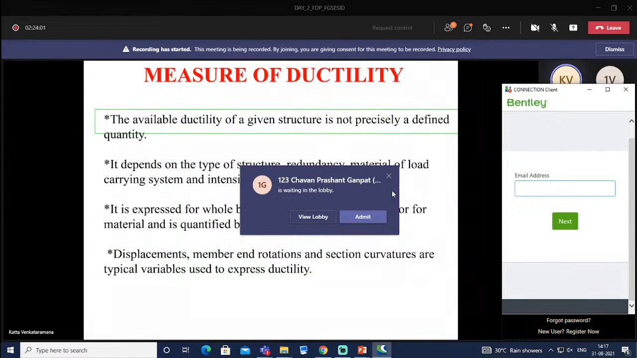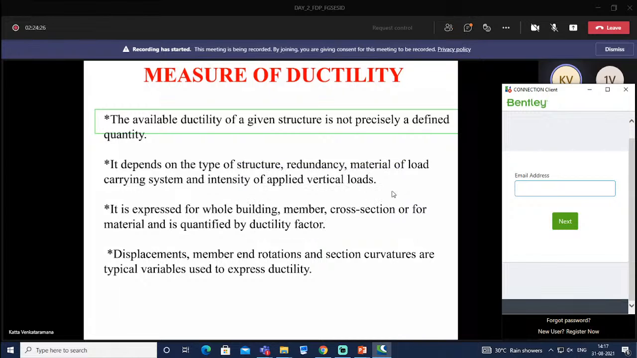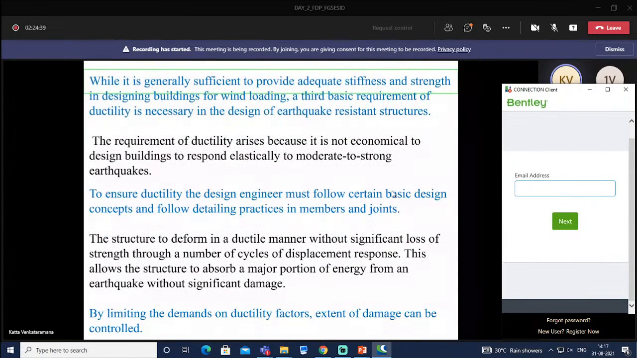So, measure of ductility. The available ductility of a given structure is not precisely a defined quantity. It depends on the type of structure, the redundancy, the material of the load carrying system, and the intensity of applied vertical loads. It is expressed for the whole building, or it can be for a member, cross section, or for material, and is quantified by a ductility factor. Displacements, member end rotations, and section curvatures are typical variables used to express ductility.